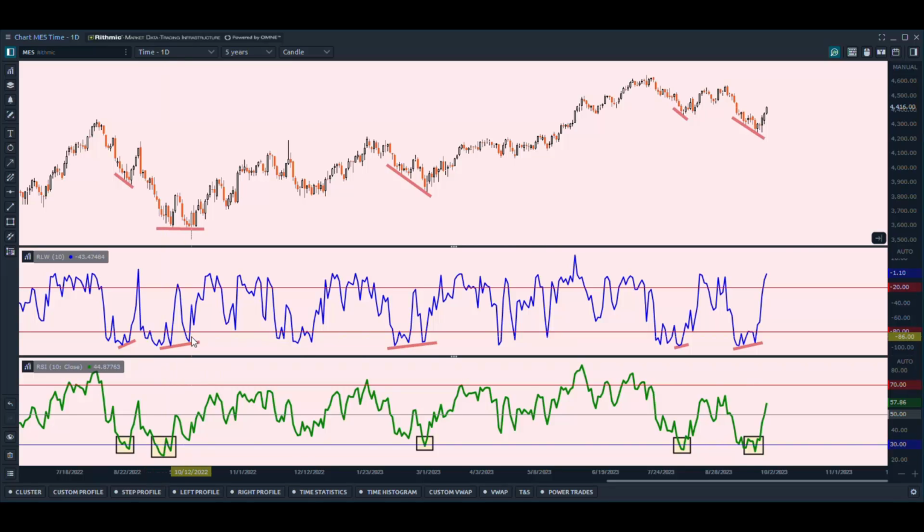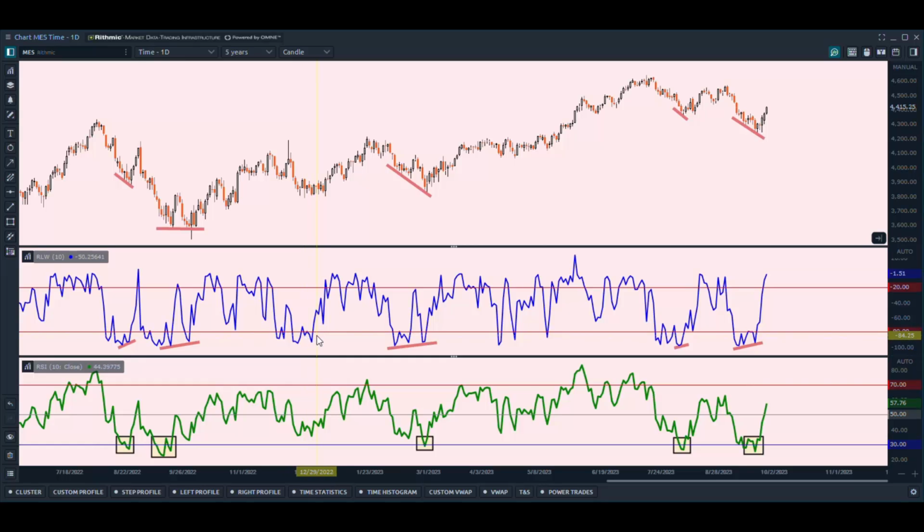So this is really the correct way to use it, because there's so many times where the Williams percent range will move into oversold or overbought territory, and it's a false signal. So really, this is a divergence indicator.